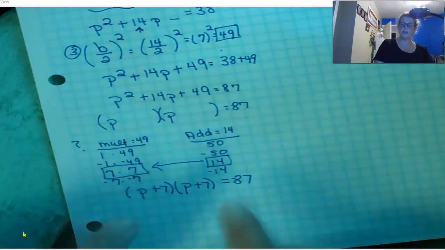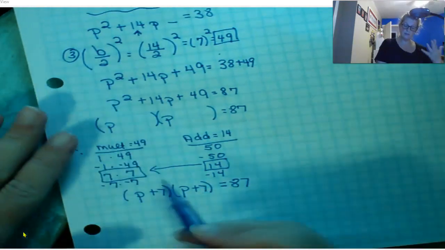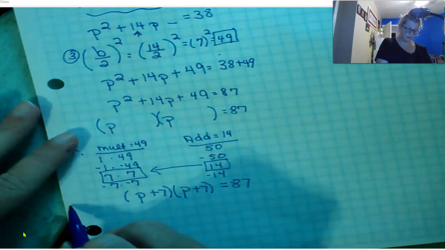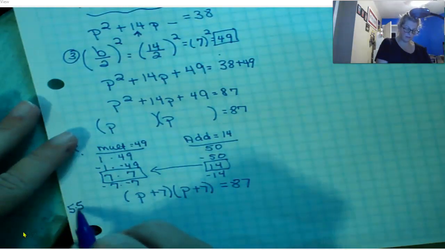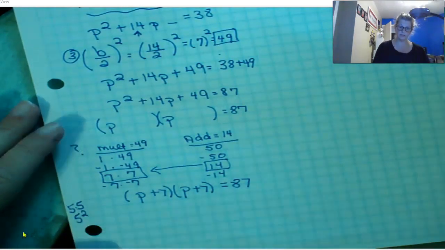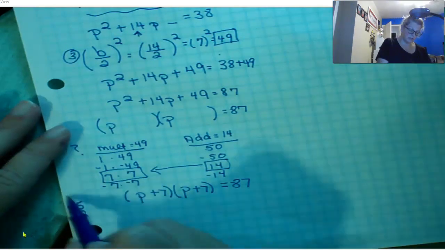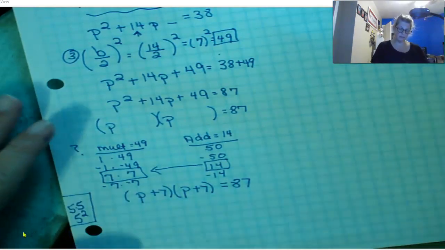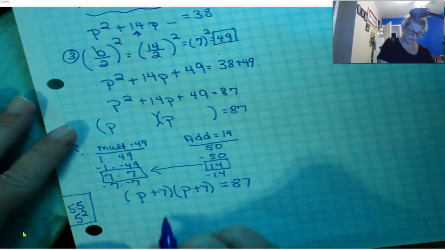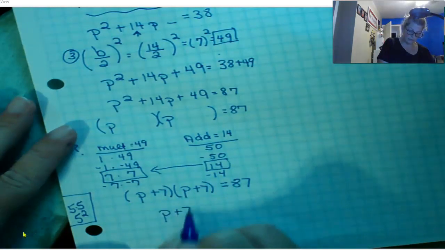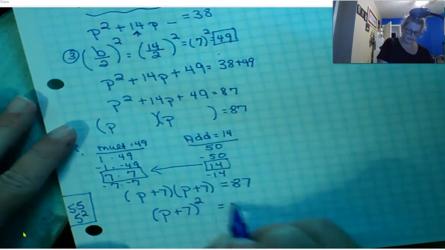Now, these are the same, so that's the same thing as squaring, because if I had 5 times 5, I would write that as 5 squared. Okay, that's a side note, not part of the problem. So here I'm going to have p plus 7 quantity squared equals 87.